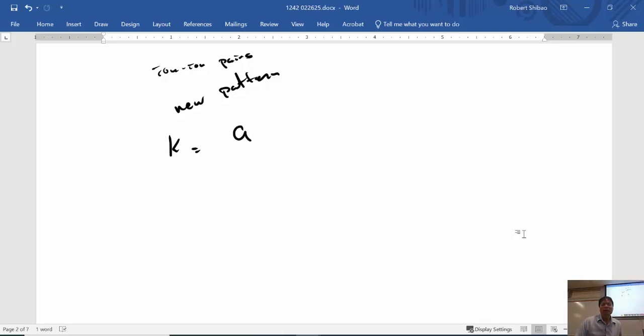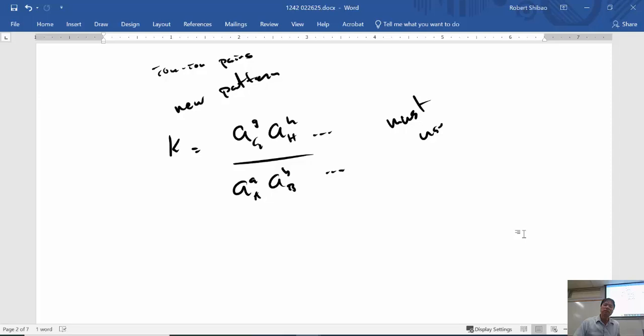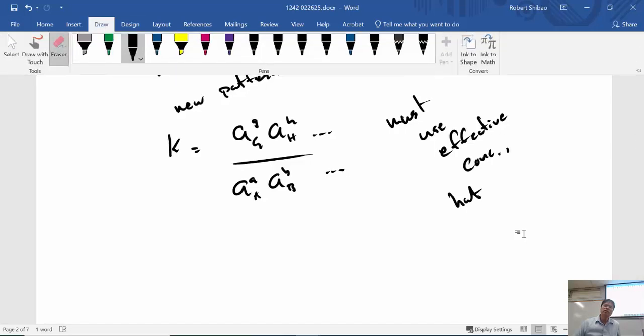And K is going to be the activity of G raised to the G power, activity of H raised to the H power, dot, dot, dot, divided by the activity of A raised to the A power, activity of B raised to the B power. So we should use activities. Must use effective concentrations. But, well, especially under what conditions? You must use effective concentrations, especially under what conditions?